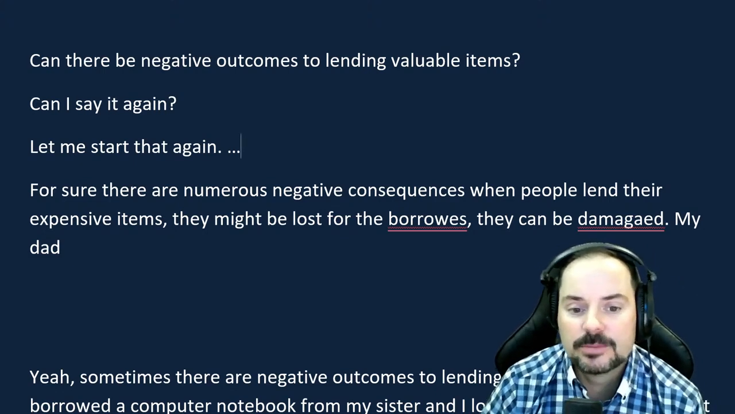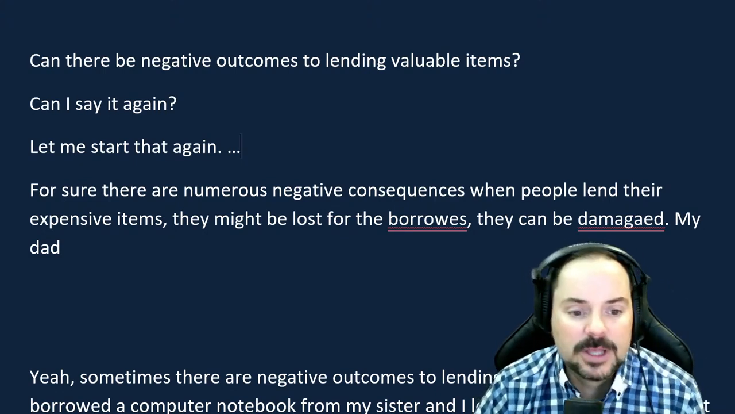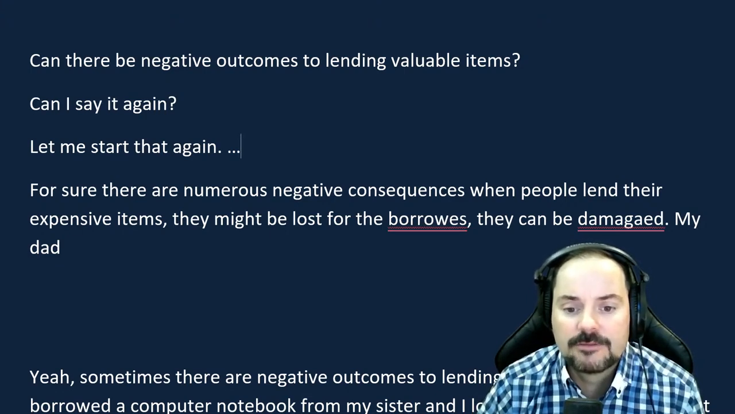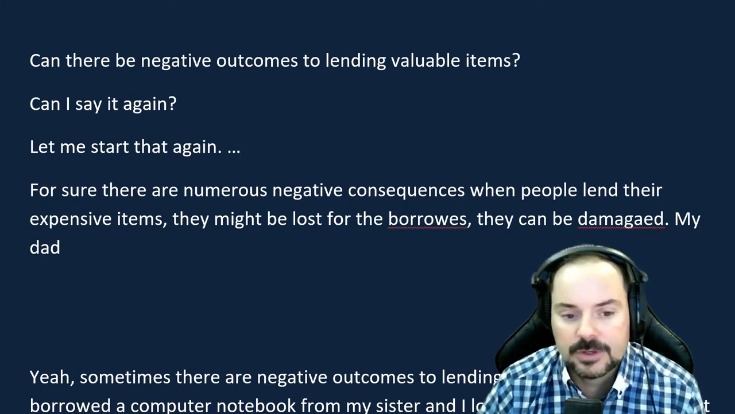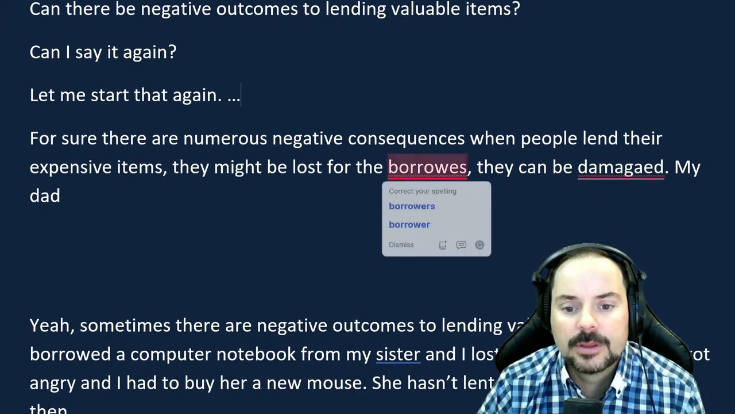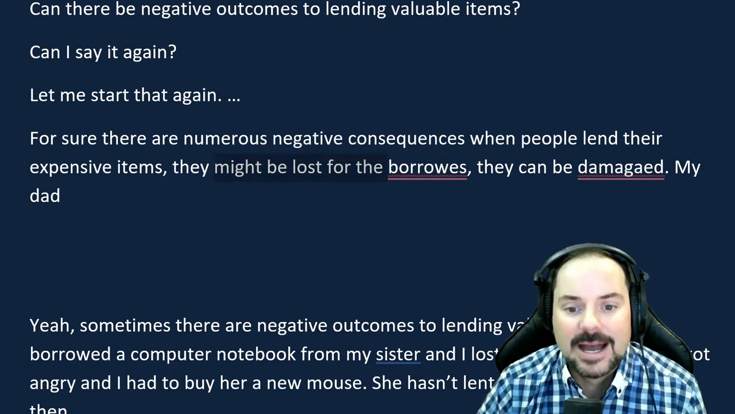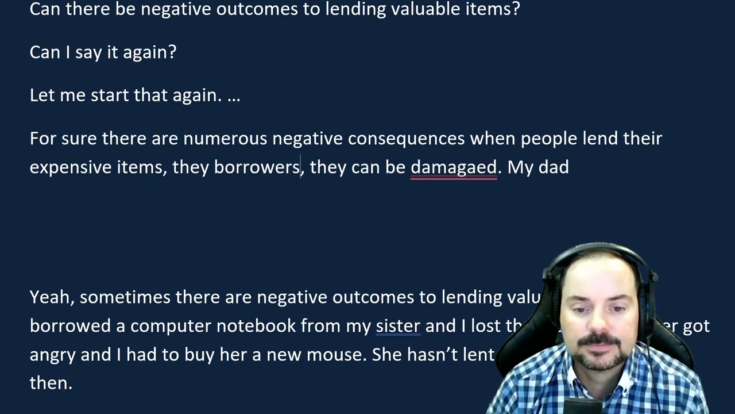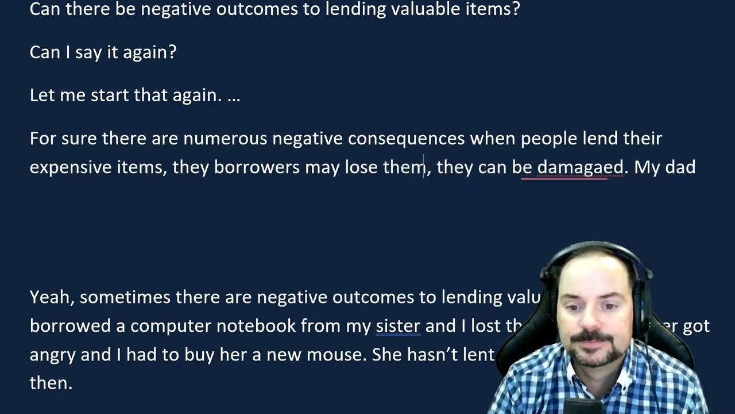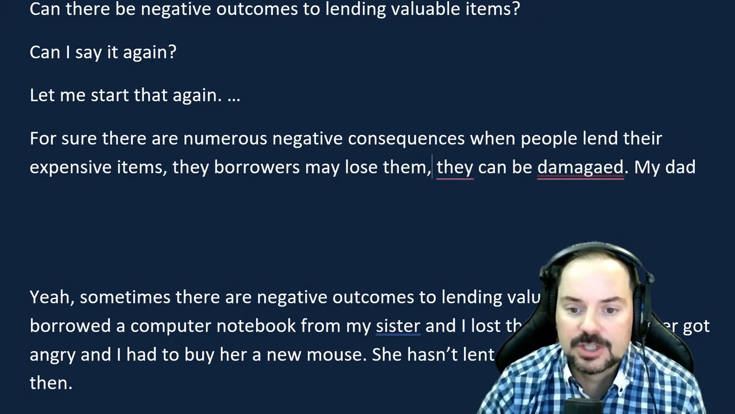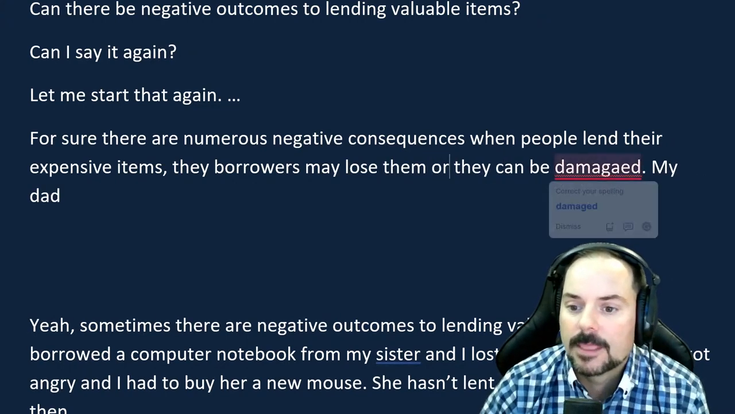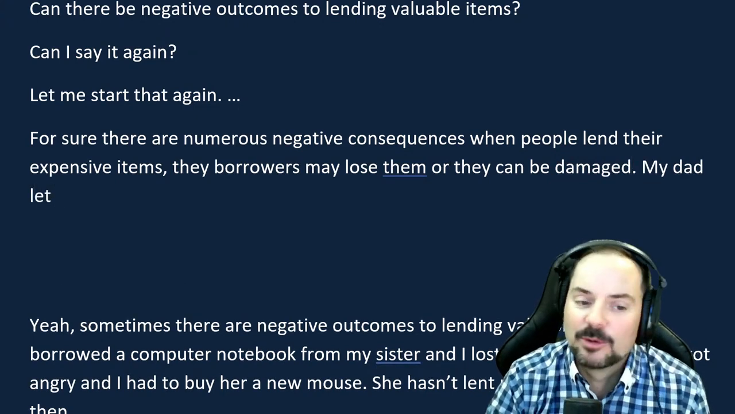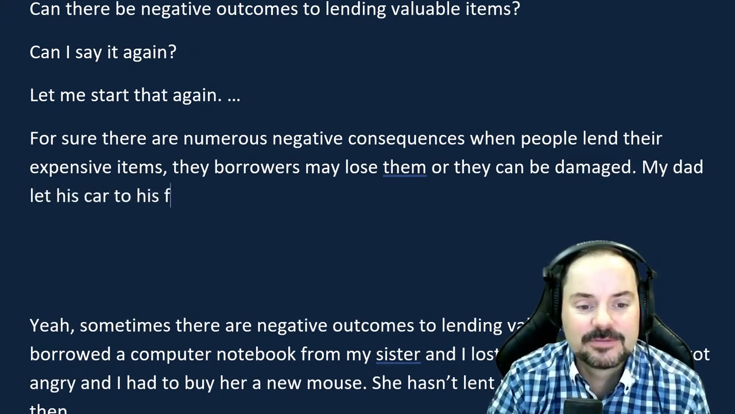So for sure, there are numerous negative consequences when people lend their expensive items. They might be lost for the borrowers. That was a little bit off in the grammar. So I meant from the borrowers. By the borrowers, but even easier, the borrowers may lose them, or they can be damaged. Now, and then you said my dad lent his car. I hope that didn't really happen. His car to his friend.